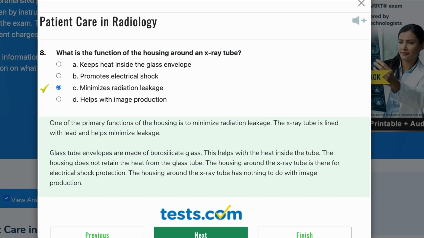The X-ray tube housing is lined with lead and helps minimize leakage. Glass tube envelopes are made of borosilicate glass. This helps with the heat inside the tube. The housing does not retain the heat from the glass tube. The housing around the X-ray tube is there for electrical shock protection. The housing around the X-ray tube has nothing to do with image production.